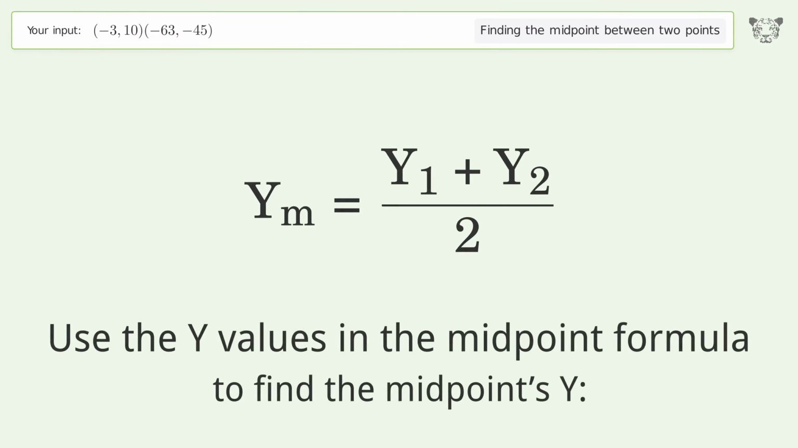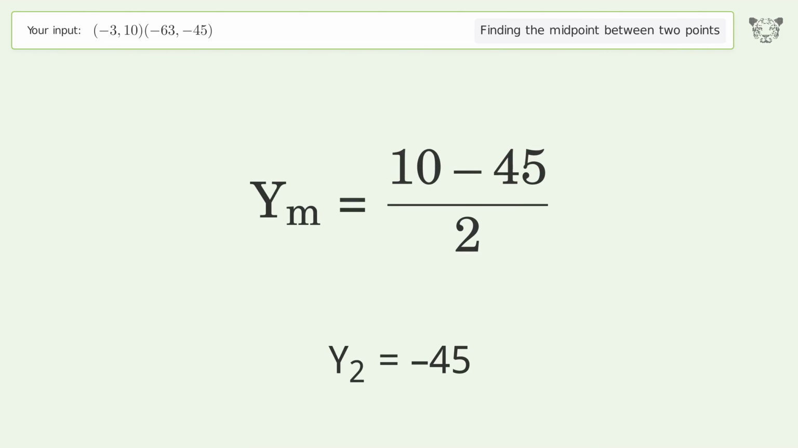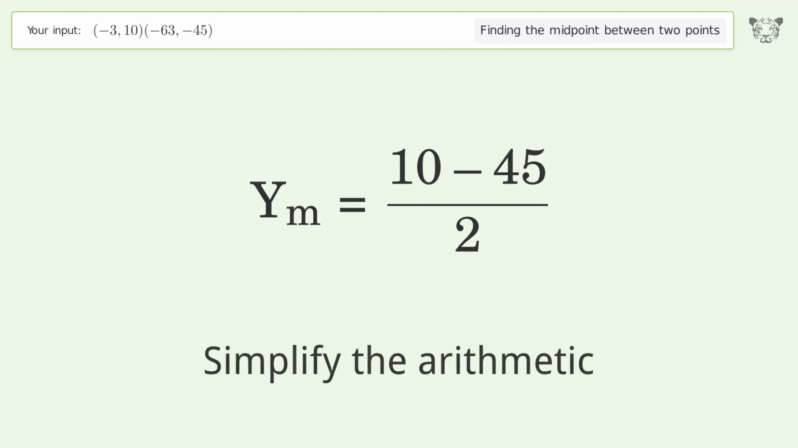Use the y values in the midpoint formula to find the midpoints y. y1 equals 10. y2 equals -45. Simplify the arithmetic.